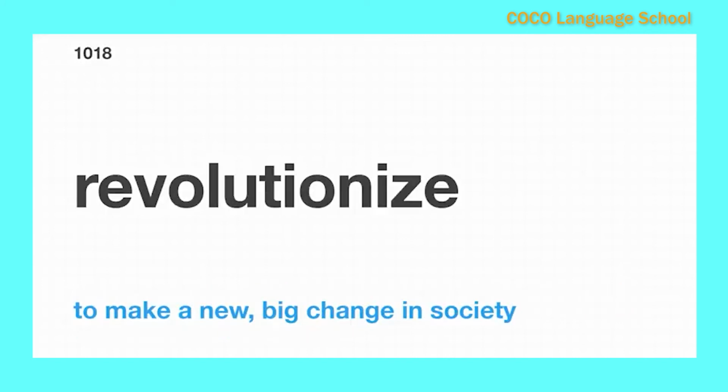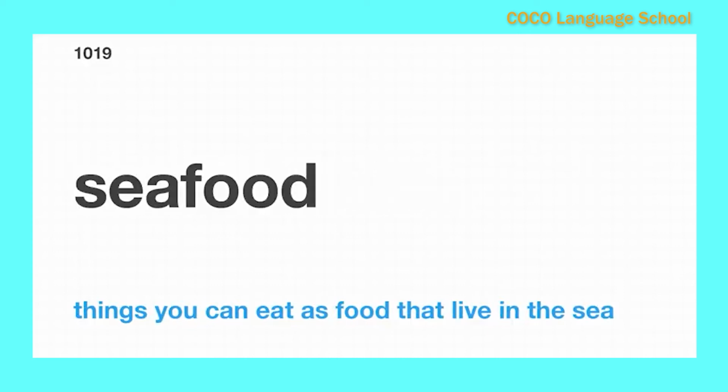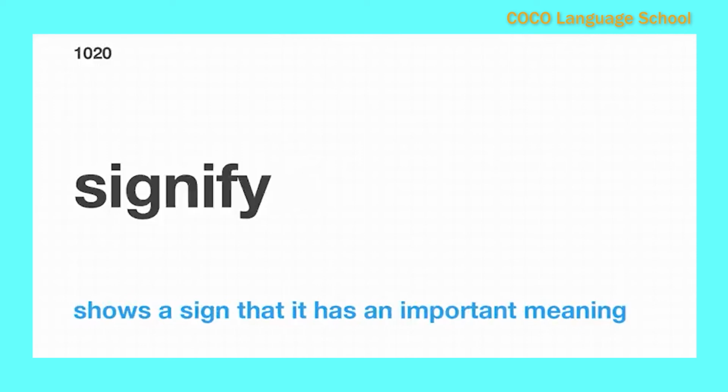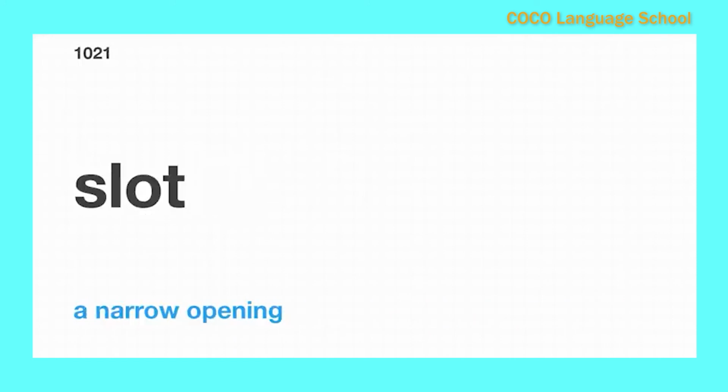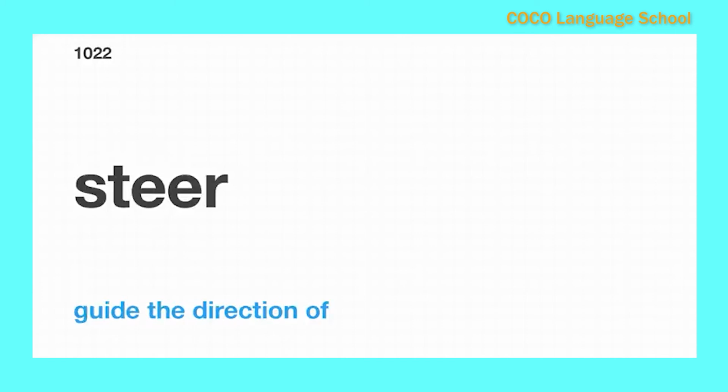To make a new, big change in society. Revolutionize. Things you can eat as food that live in the sea. Seafood. Shows a sign that it has an important meaning. Signify. A narrow opening. Slot. Guide the direction of. Steer.